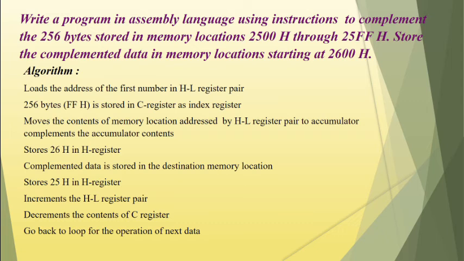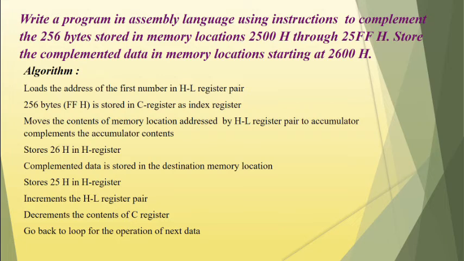Now we have to write a program in assembly language using instructions to complement 256 bytes stored in memory locations starting from 2500H through 25FFH. We have to store the complemented data in the memory location starting from 2600H. In this program, we have to move a block of data from 2500H to memory locations starting from 2600H, and the count of numbers that we want to move is 256 bytes, that is nothing but FF in hexadecimal.